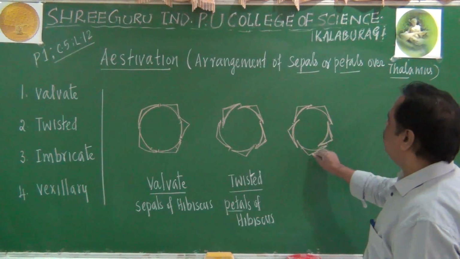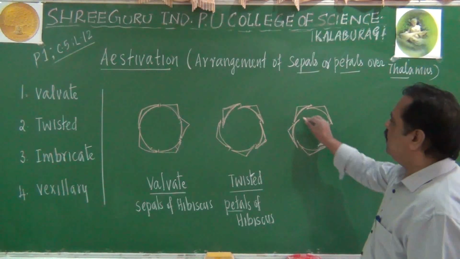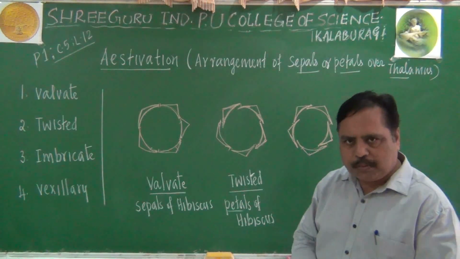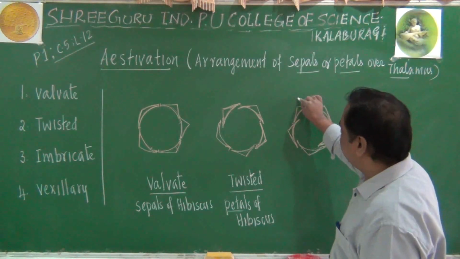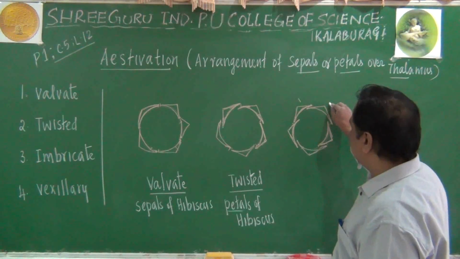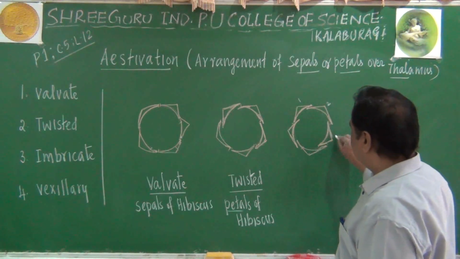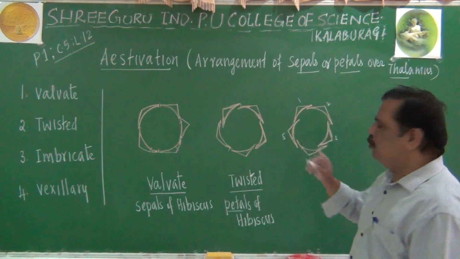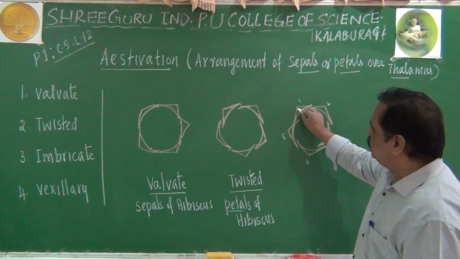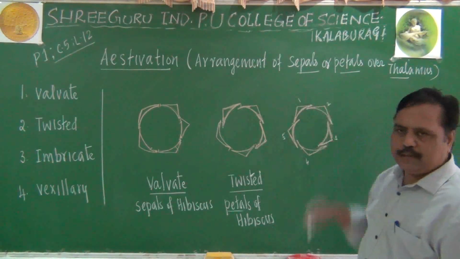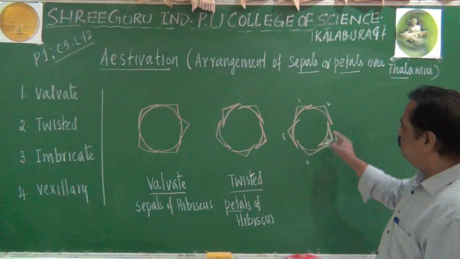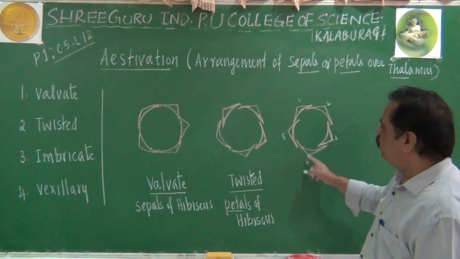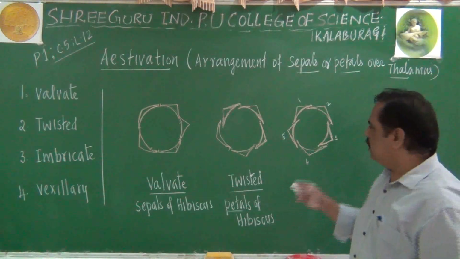What is the speciality of imbricate aestivation? They are neither completely valvate nor completely twisted. I will explain it, listen here. Imagine this is the first petal, this is the second, third one, fourth one, fifth one. Out of 5 petals, the first one is completely outside. Third one is completely inside. Both margins are inside. Remaining 3, that is 2, 4 and 5, are in twisted condition.